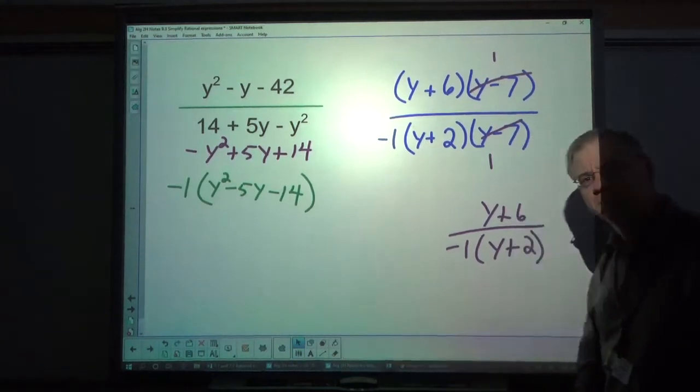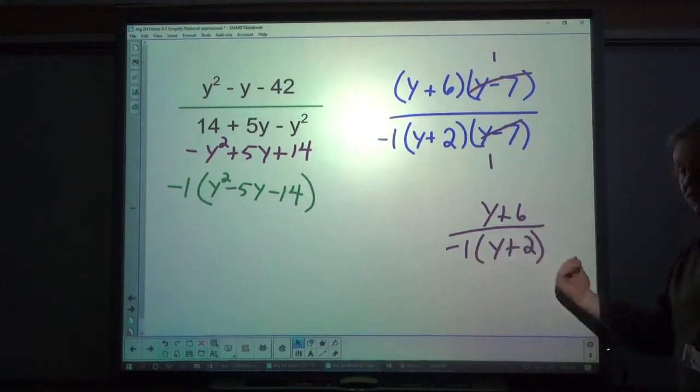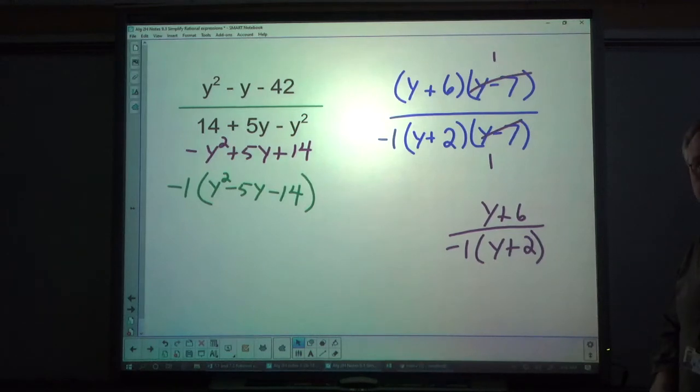By the way, something I didn't mention before this, when you get to your final answer, don't distribute it back in. Leave it factored out. Leave your final answer like this. Don't distribute the negative 1 in. It just means more work for both of us.